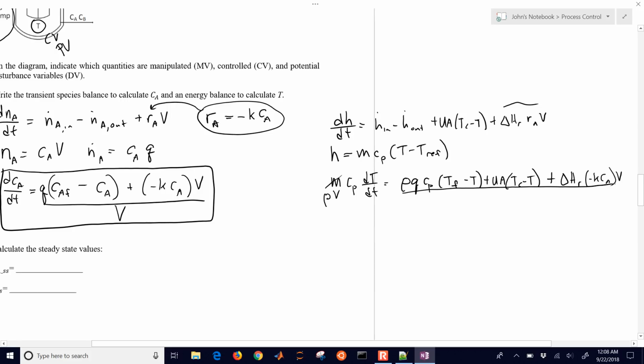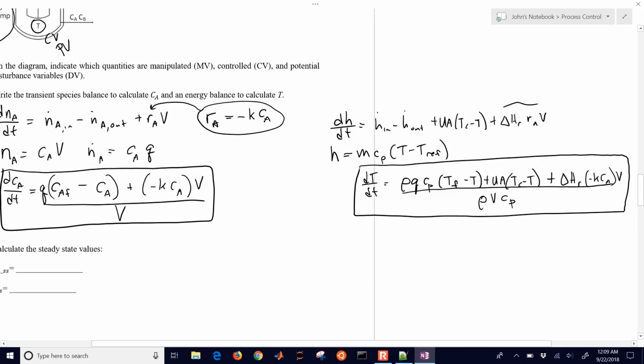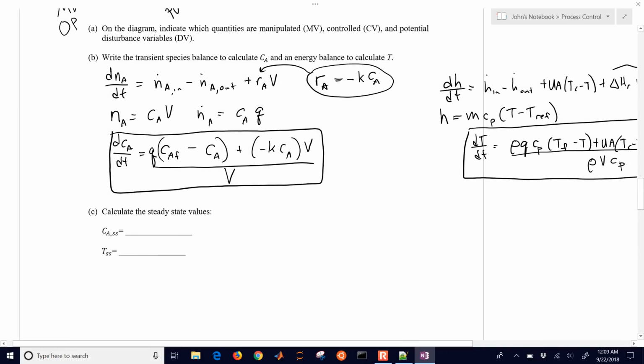I could divide all of that by rho V C sub P and just isolate the derivative on the left hand side. Okay, there's my energy balance and my species balance. Let's go ahead and calculate the steady state values of each. So to calculate steady state values, you just assume that the derivative equals 0. So let's do that for the first one.